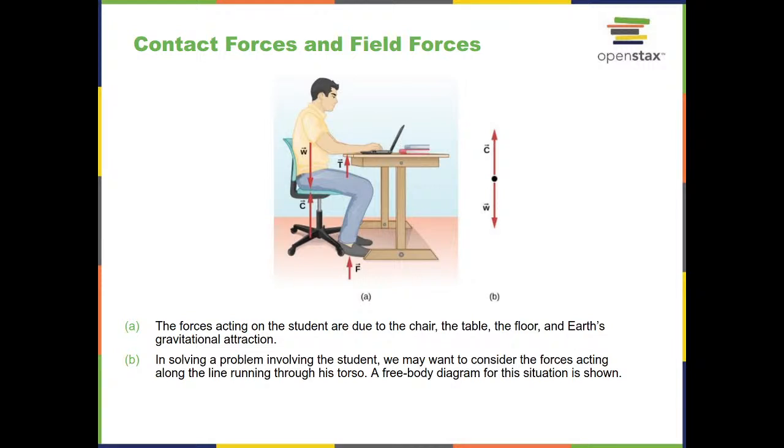The next force could be these contact forces. So for example, here there's a contact force that the chair exerts on the person. The chair in some sense pushes up against the person. The table pushes up against the arms of this person. The floor pushes up against the feet of this person. So those are contact forces. They always point in the direction normal to the surface that is providing the contact force.